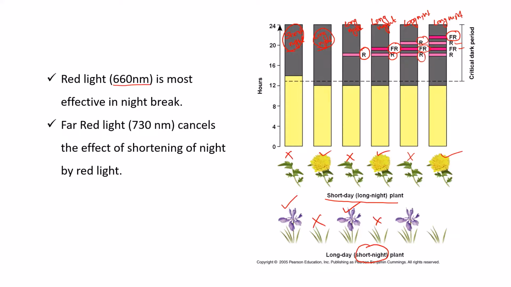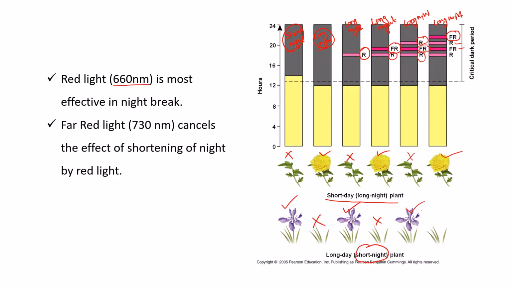Next, here in a long night, this long day plant will not flower, but here red light is given. That's why it flowers, but after that far red light is given, which cancels the effect of red. That's why there is no flowering. And after that red light is given. If red light is given at last, what will happen in a long day plant? It will flower. Okay.